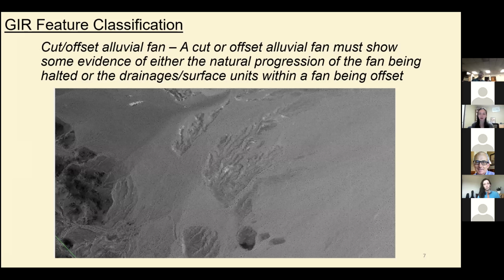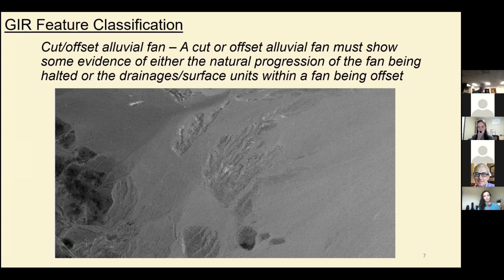A cut or offset alluvial fan, if you're using the AF or the AFC GIR feature, has to show some kind of disruption to the natural progression of the fan, or you can look within the drainages within the fan to see if those are offset or the surface units. You can see some kind of lineation in the surface, and that might be more accurately described as a scarp if you don't see any real halt of the fan progression, if it's somewhere within the middle of the fan, or if you don't see any surface offset or drainages being deflected or changed by the faulting.